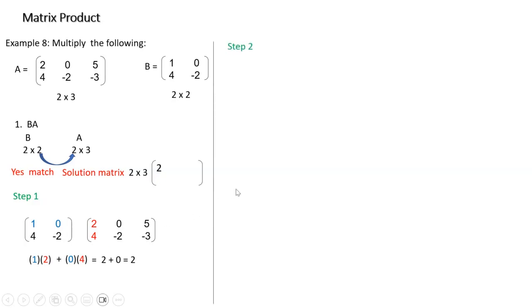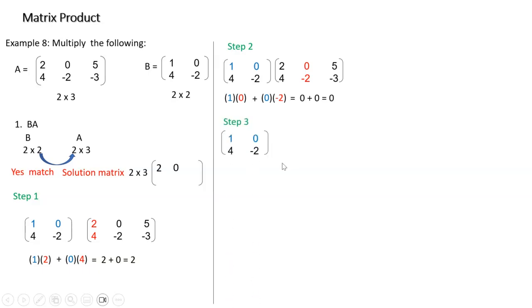Then comes step 2. I need to multiply the first row now times the second column. Again, I use color code, that way you guys see exactly what you're multiplying. So 1 times 0 will give us 0. 0 times -2 will give us 0. So 0 plus 0 will be 0. So the 0 goes here on the first row, second column. Now finally, step 3, we're going to multiply the first row times the last column. 1 times 5 plus 0 times -3.